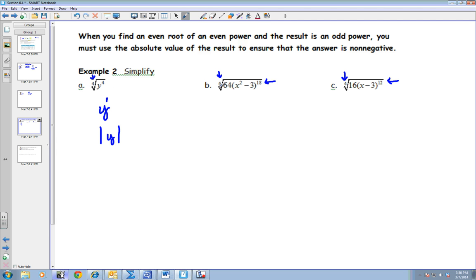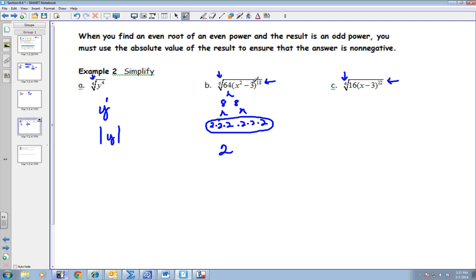First of all, my index number is 6. All right, so I need groups of 6 to take out. So 64, let's break that down. That's 8 times 8. 8 is 2 times 2 times 2. And my other 8 is 2 times 2 times 2. So do you see I have a group of 6? So I know I can bring out a 2.